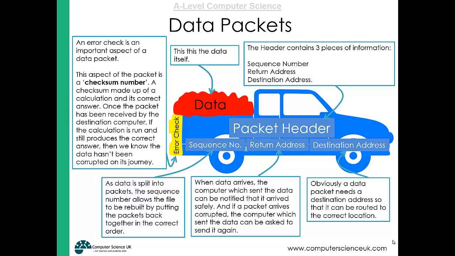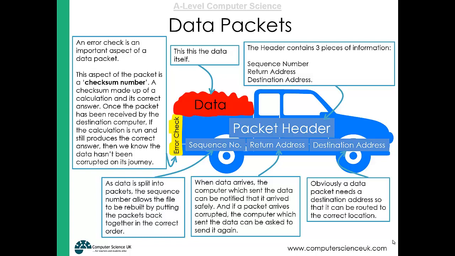So if this calculation is carried out before the data packet is sent, on the zeros and ones that make up the data packet, and it comes up with a particular answer, then once the packet is sent to the destination computer, it can check that the data is still intact. The destination computer carries out that same calculation on the data inside the packet, and if it results in the same, correct answer, then we know that the data hasn't been corrupted on its journey.